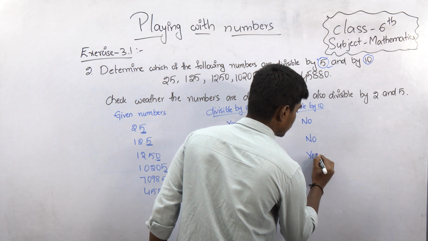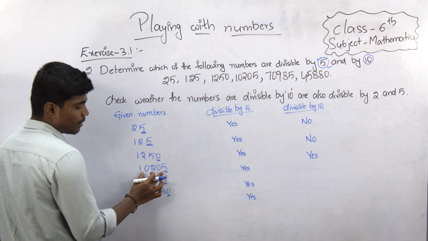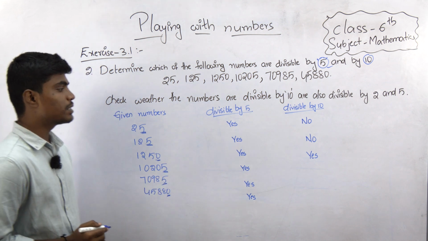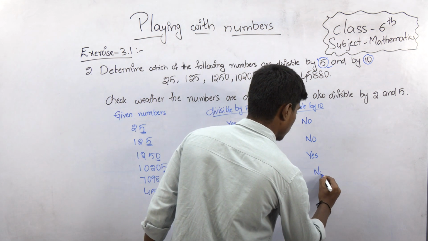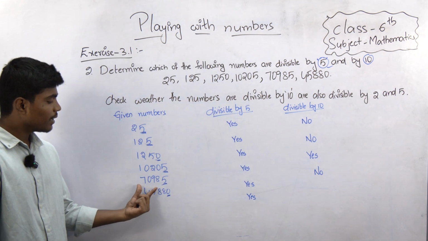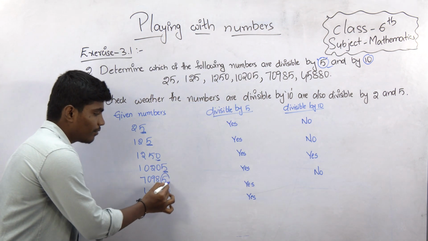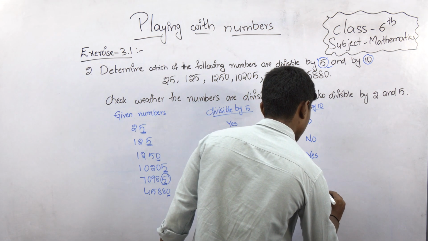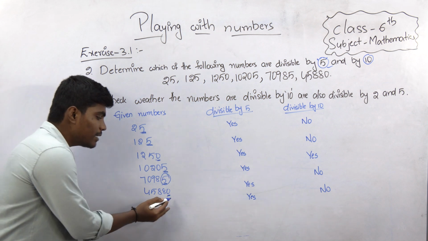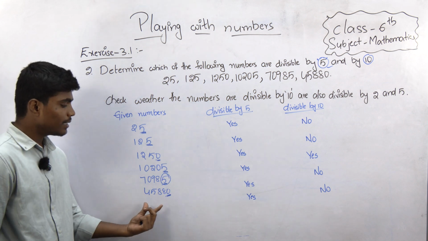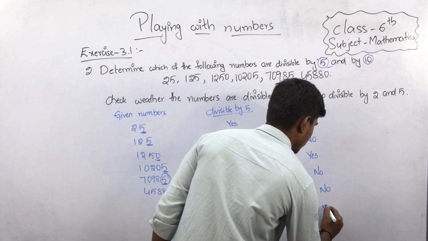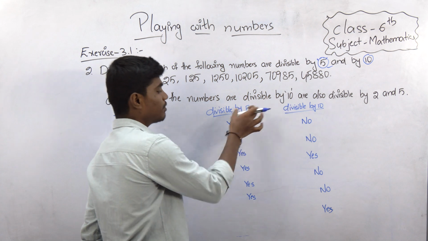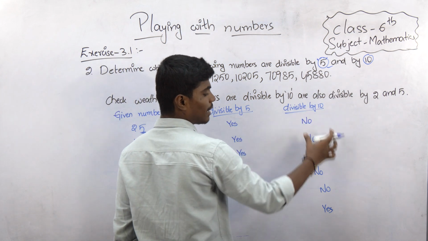So, yes. Okay, here in the next one, in ones place we have 5. So this number is not divisible by 10. So, no. Okay, here in ones place we have 5. So this number also is not divisible by 10. While coming to the last one, in ones place we have 0. So this number is divisible by 10. So, yes. Okay, here we have checked whether the number is divisible by 10 or not.